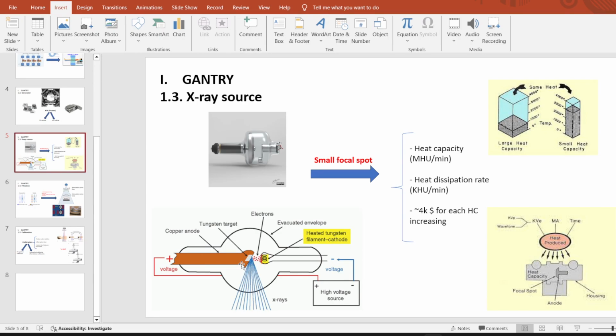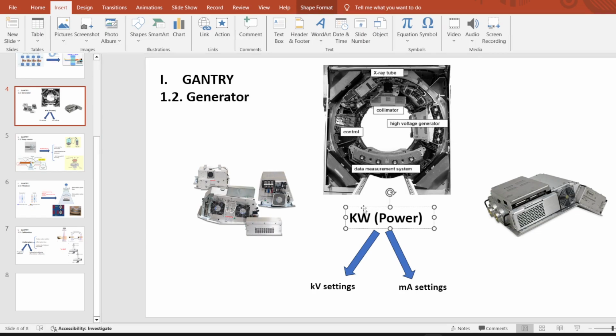It's simple. The generator will create the electricity, and it is represented by the power in kilowatts. Kilowatt power can be divided into two parts. First, the kilovoltage of the X-ray beam, which represents the energy, and the ampere settings, which show you the quantity of electrons. Kilovolt is the quality, the energy, and mA is the quantity.